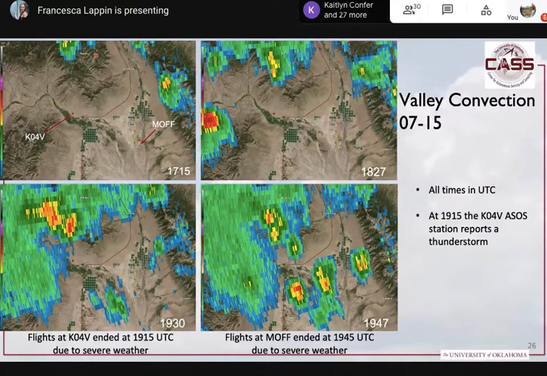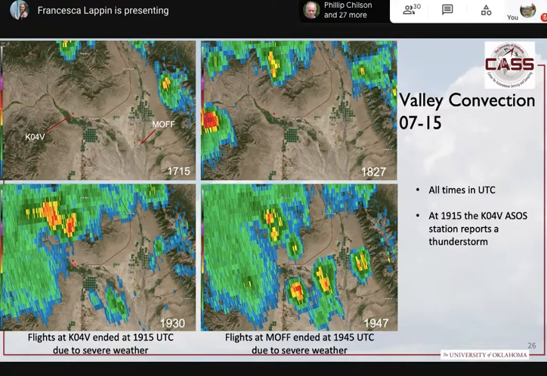So at 1715, we get convection starting to occur along the mountaintops. KO4V is the red square. And then an hour and 15 minutes later, we get convection moving in closer to Sawash from the north and the west. At 1915, flights ended at our Sawash site due to inclement weather. And we can see that there's convection surrounding.